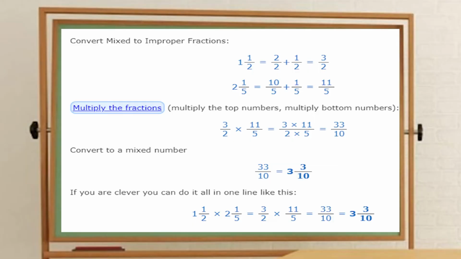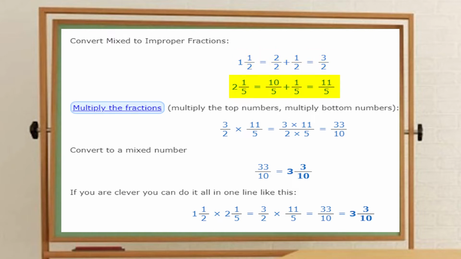For our first example, we're going to multiply 1 1/2 by 2 1/5. To do this, we're going to first convert each of those mixed numbers into an improper fraction. To convert the first mixed number, which is 1 1/2, to an improper fraction, we simply multiply the whole number by the denominator and add the numerator. In this case, we're multiplying 1 times 2 would give us 2, plus 1 would give us 3. Therefore, the improper fraction is 3/2.